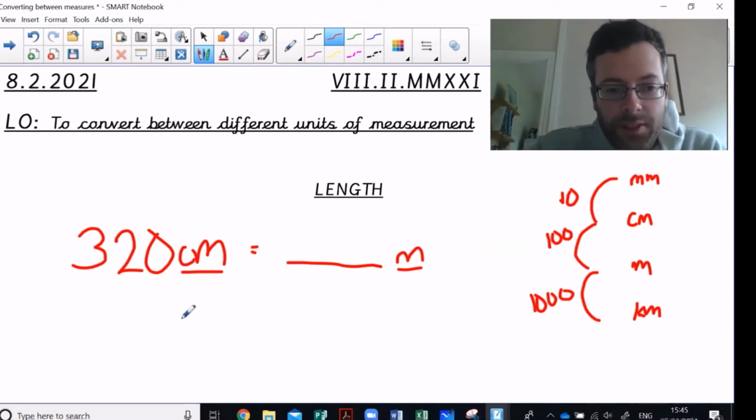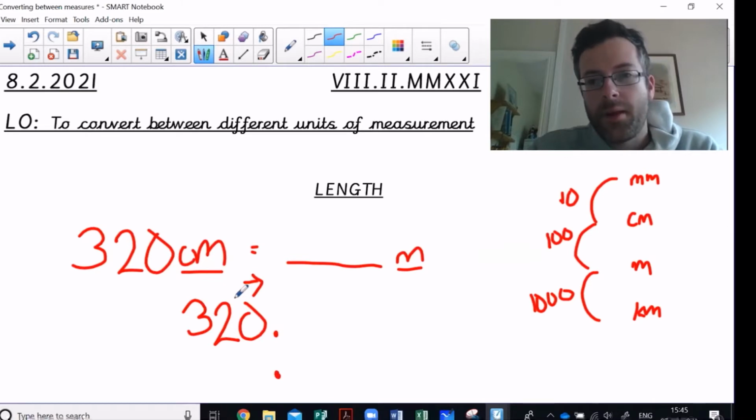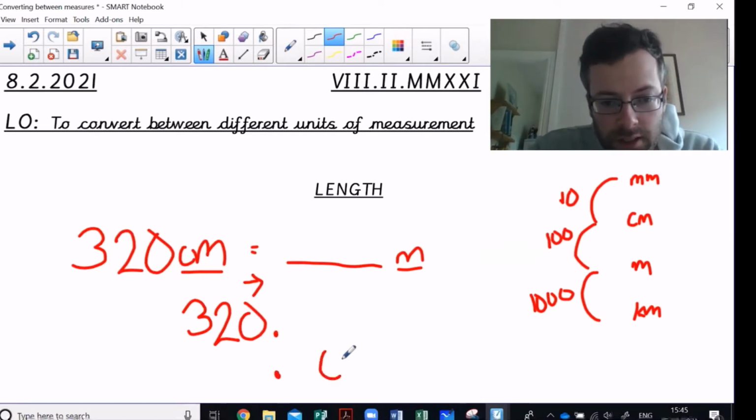So I'm dividing. So I write 320. I put my decimal point in, I put my decimal point in here. Now I'm dividing, making it smaller, so it's going to go this way. I'm dividing by 100, so I'm moving it 2 spots. So 1, 2, right underneath. So my answer is 3.2 meters.